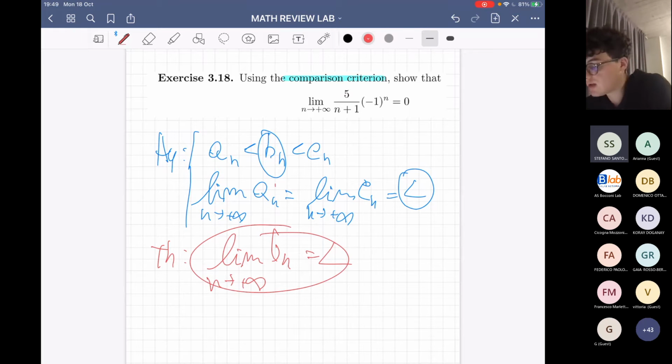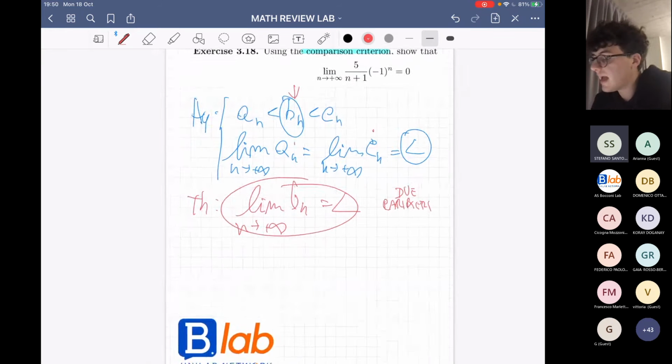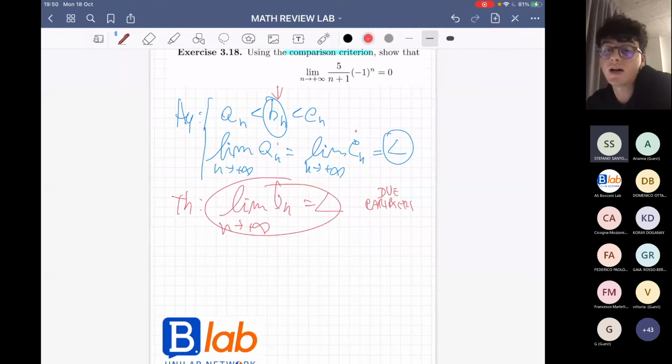Because if this one and this one are equal to L, these sequences comprise the sequence inside. In fact, in Italy they call it, in high school but also here, the theorem of the two carabinieri, because it just says that they comprise the central function inside. But okay, apart from all this, let's do the exercise because that's what we are supposed to do.